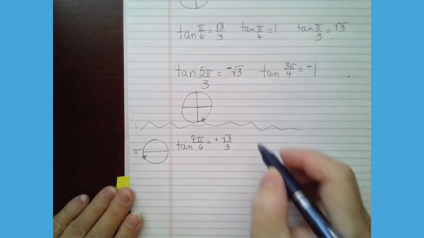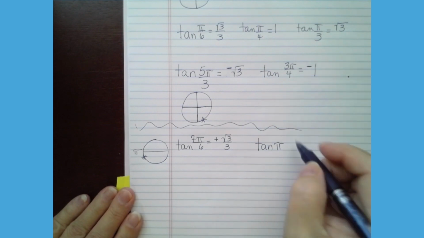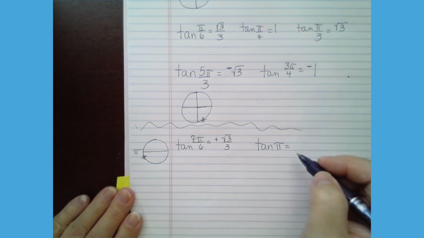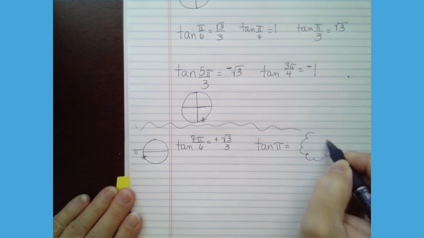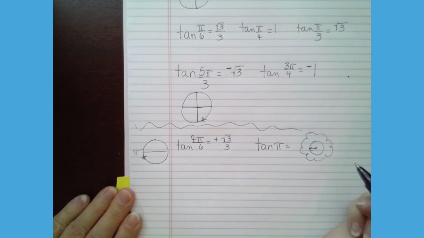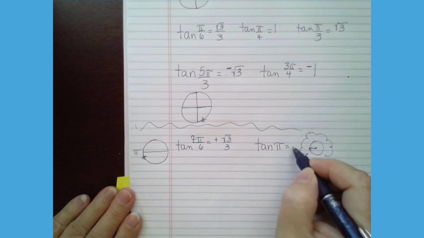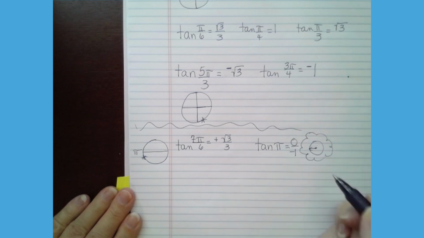Let's do another, and then I think we'll be done. How about tangent of pi? Well, I know where pi is. And remember, here's me thinking. Here's my think cloud. I'm thinking, oh, that's right there. So I go left 1, that's on the bottom, and I go up none. And what's 0 over -1? It's simply 0.